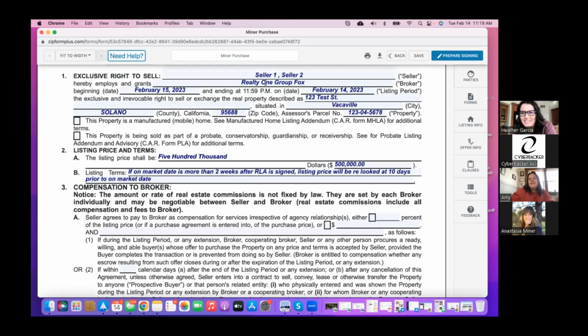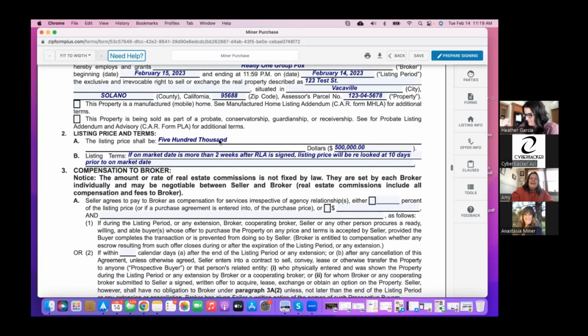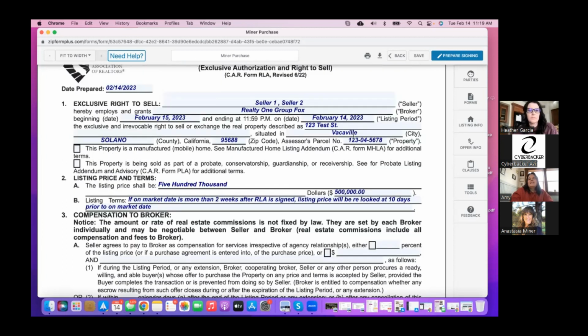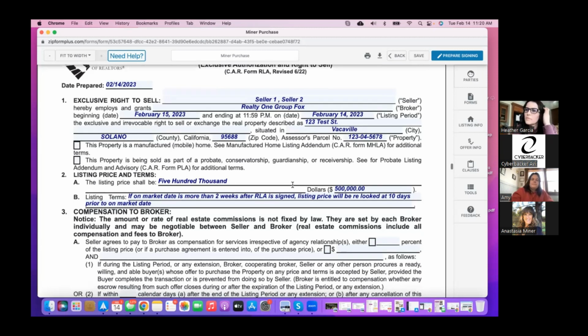Everything needs to be filled out completely on this form. Okay, here's the deal. This assessor's parcel number is actually the legal description of the property. The address is just how we know it. That's your common description. So this is actually more important than the actual street address itself, but you do need to have both of them in place.